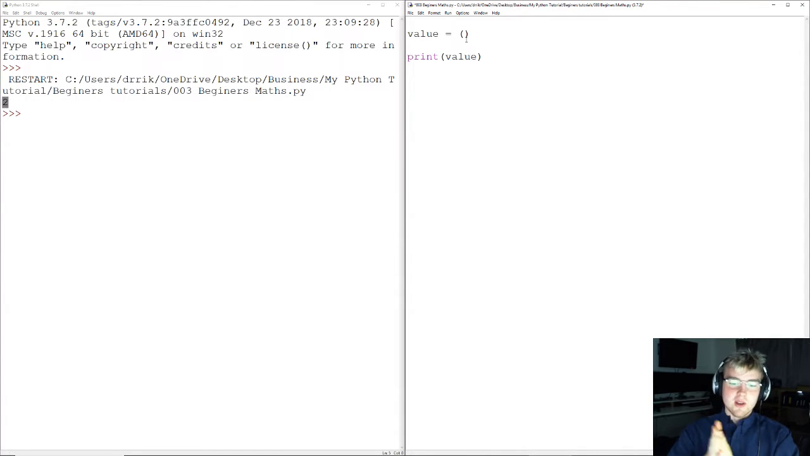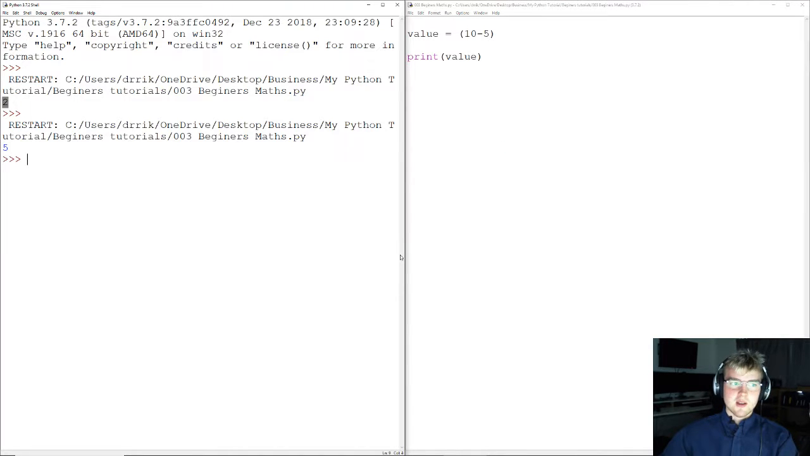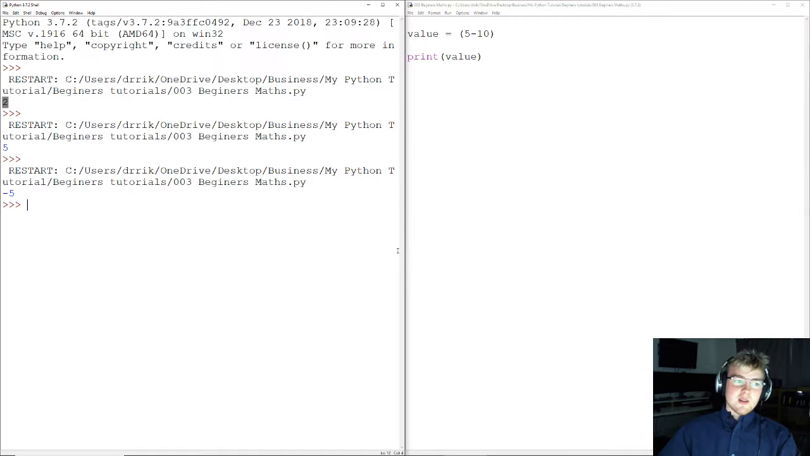Now if we want to subtract a number, this is also a very easy one. We do just minus, we could do 10 minus 5, and then what would we expect? 5. And then it works the same for negative numbers, so if we did 5 minus 10, we'd get exactly what we'd expect of minus 5.